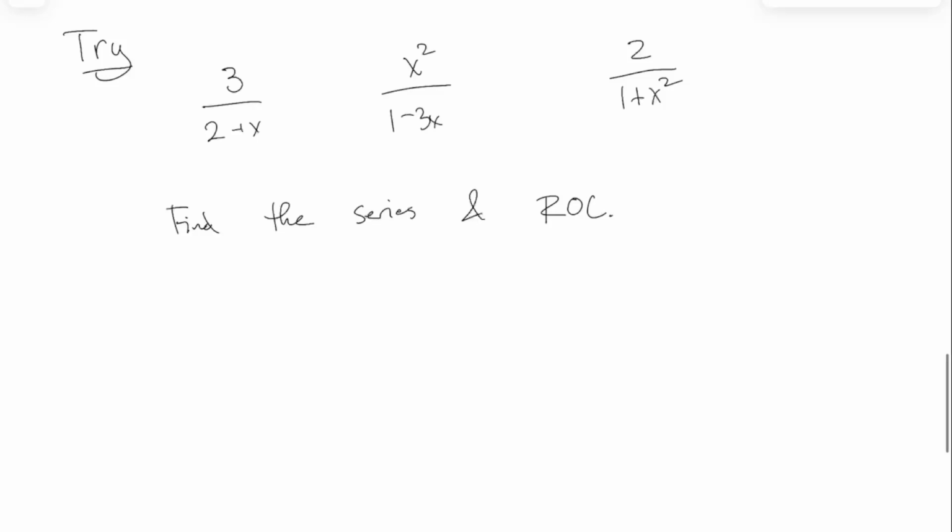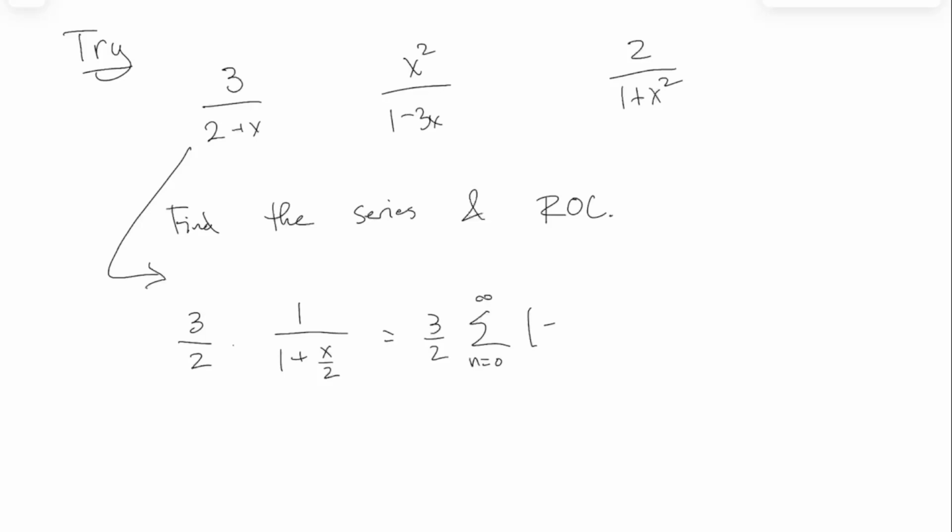All right, let's try. Maybe the first one was a little tricky because of the plus in the denominator. We did one last time with a plus in the denominator. I hope you remembered. Anyway, for this one, you factor a 3 out from the numerator because I want the numerator to be a 1. And then you also pull a 2 out of the denominator, which makes the denominator 1 plus x over 2. Then this becomes 3 halves out front, and the sum from n equals 0 of negative x over 2 to the n.